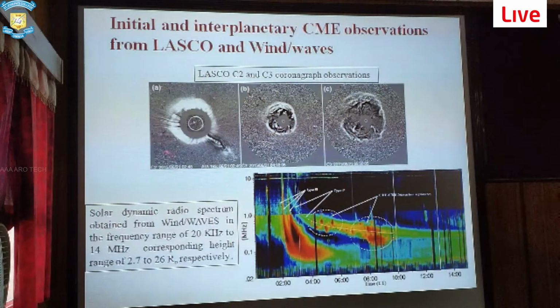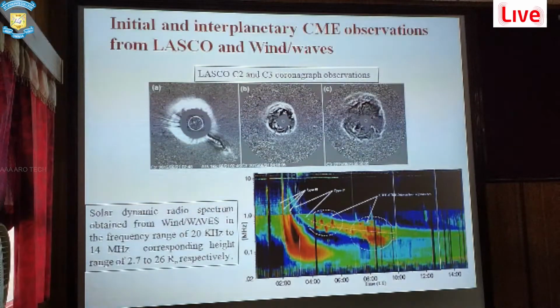This is a halo event. Halo event means it is covering 360 degrees, but it's a two-dimensional observation. Relatively, we also observed the radio observation. Here you see one fast drift. This is called a type 3. After that, we observe the slow drift radio burst also. Here you can see the small red patches, right? This is related with the interaction. What has happened is our main event interacted with previous events, so that people got confused about which event reached there.